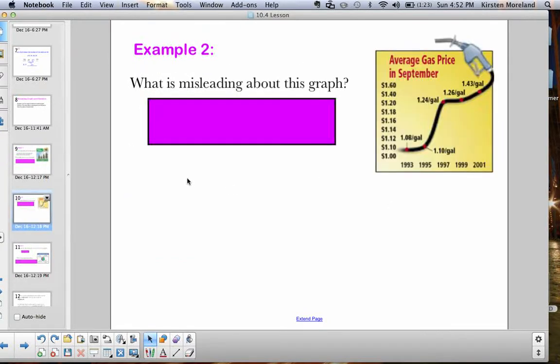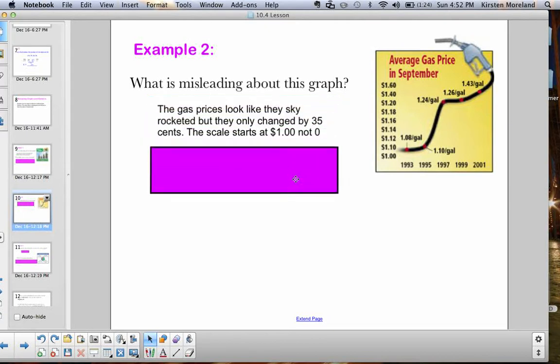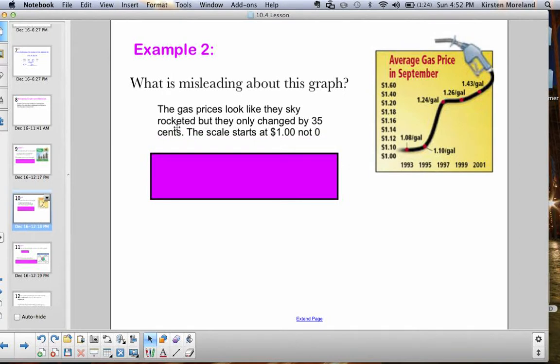Right, graph 2. I want you to pause it and look at it and see if you can tell me what's wrong. Again, the same as the last one. Gas starts at $1.10 and goes to $1.43. It makes it look like it's such a huge gap, but in actuality it's really not that much. My consensus was the gas prices look like they skyrocketed, but they only changed by 35 cents.